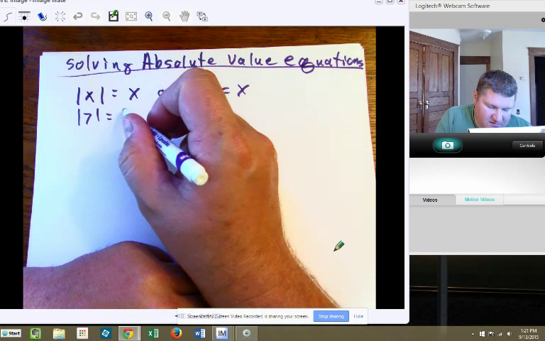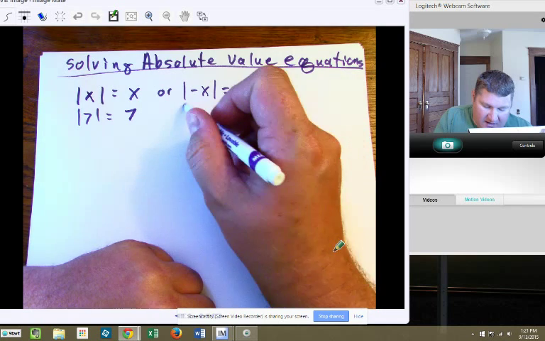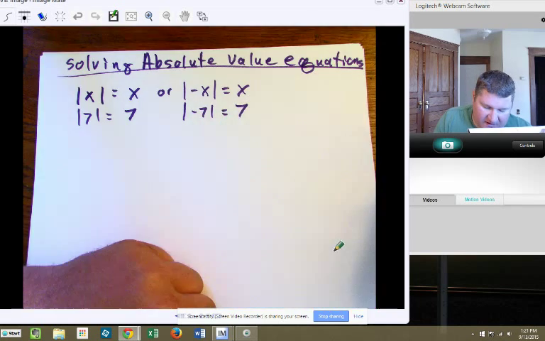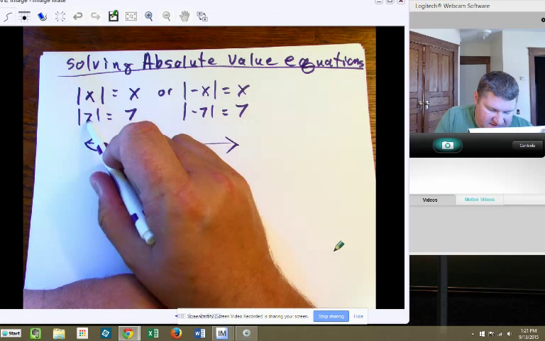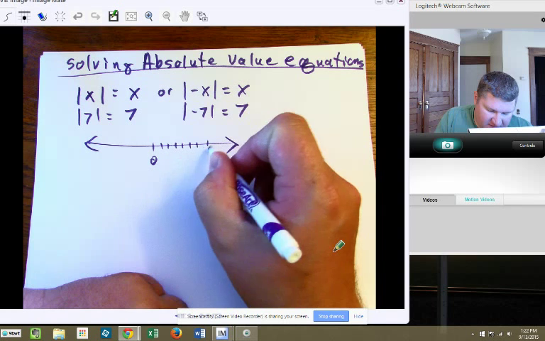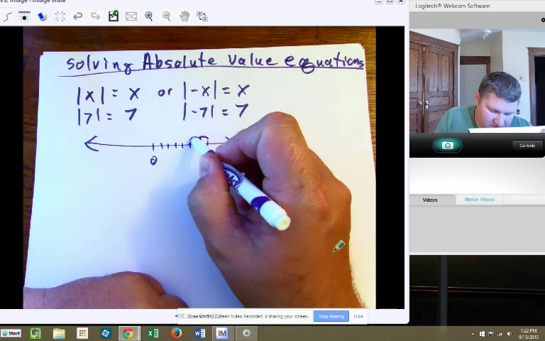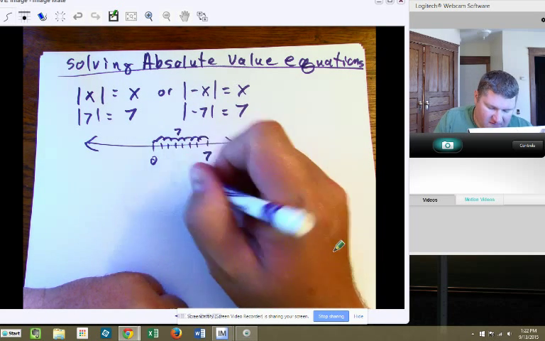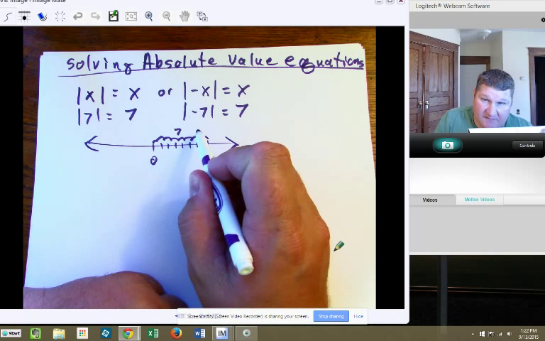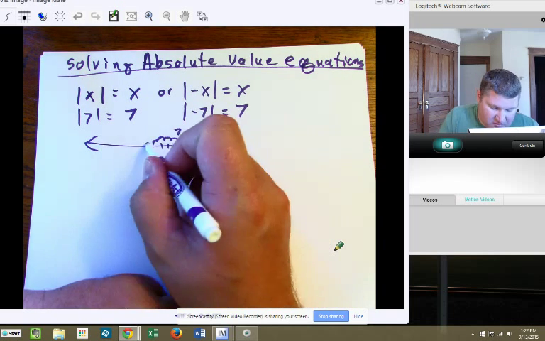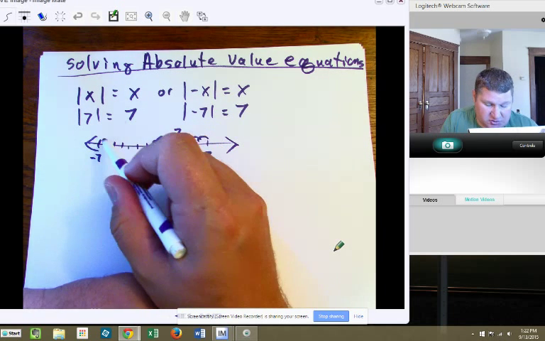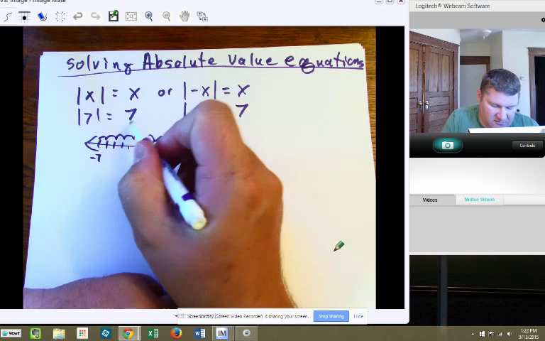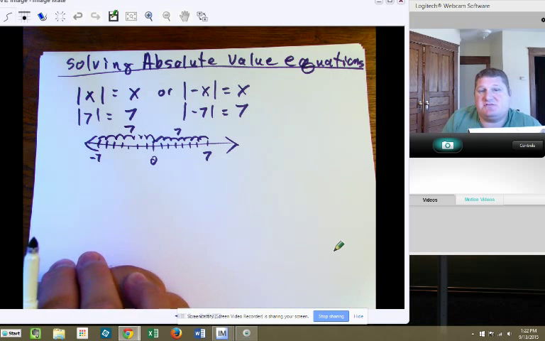So if I have 7, the absolute value of 7 is 7. The absolute value of negative 7 is also 7. And the reason for this is because if you look at a number line, if I have 7, 1, 2, 3, 4, 5, 6, 7, it is 7 units away from 0. If, on the other hand, I have negative 7, that means 1, 2, 3, 4, 5, 6, 7. That means I am also 7 units away from the origin that way. So absolute value is nothing but a magnitude, the magnitude of a particular value.